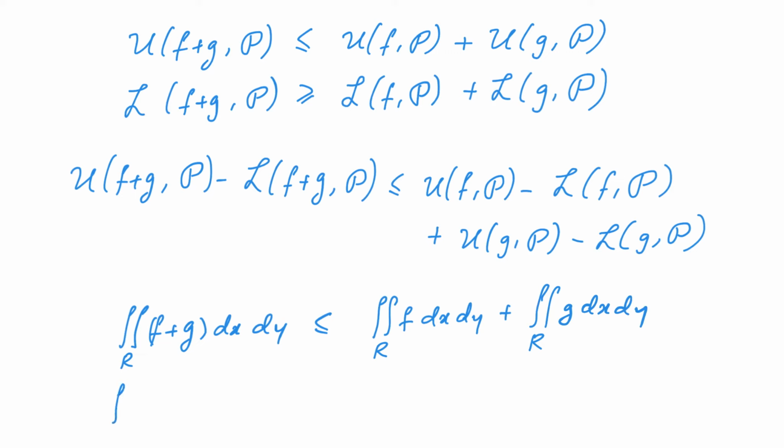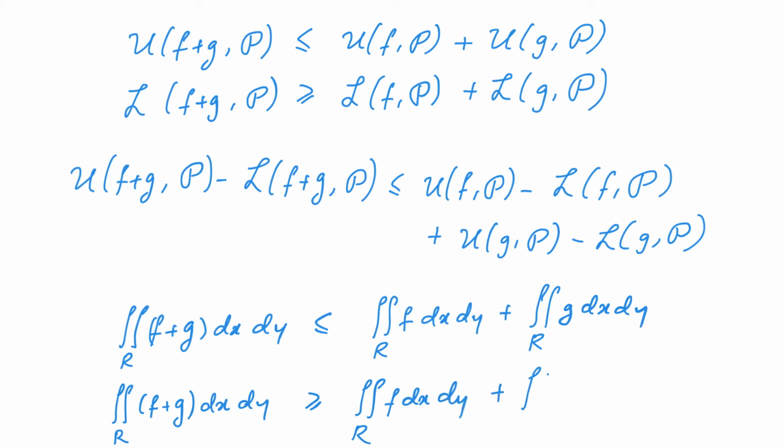Similarly, using the other inequality, we can show that the lower integral of f plus g, which is equal to the integral of f plus g, is greater than or equal to the lower integral of f, which is equal to the integral of f, plus the lower integral of g, which is equal to the integral of g. The two inequalities together give us that the integral of f plus g is equal to the integral of f plus the integral of g. And that completes the proof of the theorem.